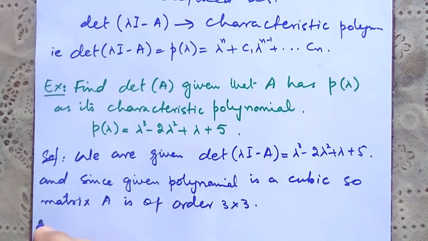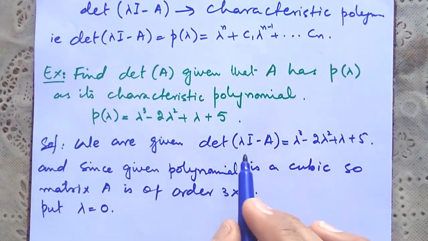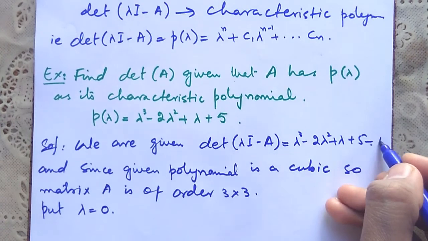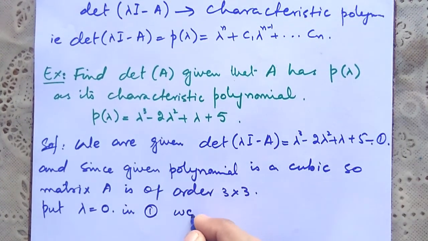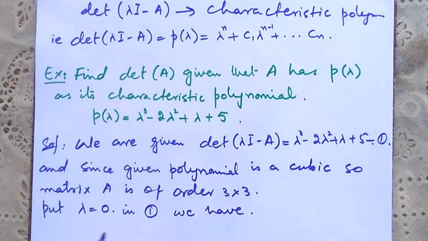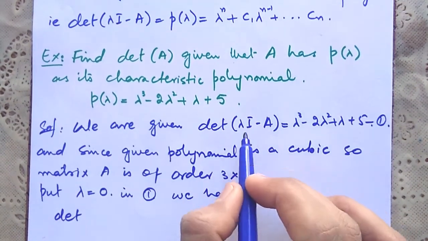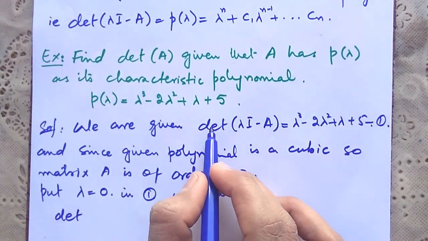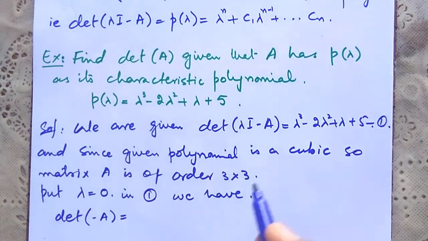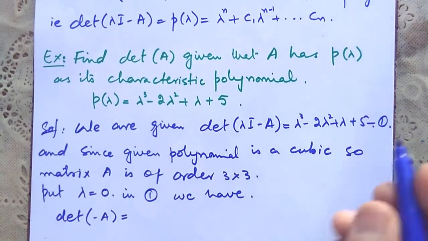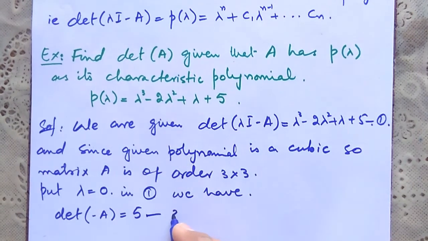So if we put lambda is equal to 0 in equation 1, then we have determinant of minus A. Instead, here we put the value of lambda as 0. And when we put lambda is equal to 0 on the right hand side, we have only 5, and it is our equation 2.